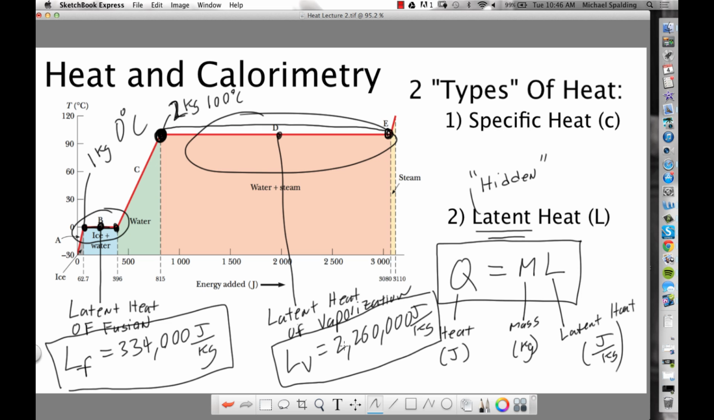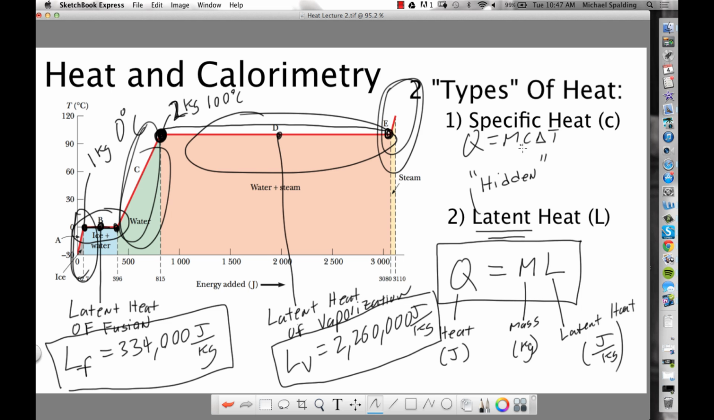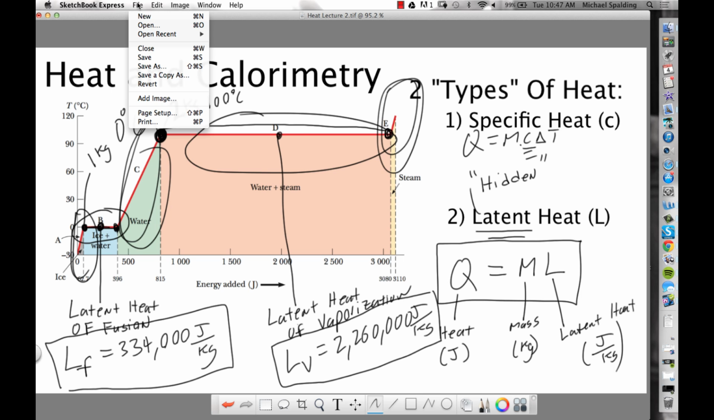What else was I going to say? Oh, I know. Back to specific heat. I forgot to say one thing. Look at the specific heat equation, Q equals MC delta T. Just be aware that ice, water, and steam have different specific heats. Each phase has its own specific heat. Okay? All right. Let's go to the next topic. So calorimetry is the next topic, and then we're done.